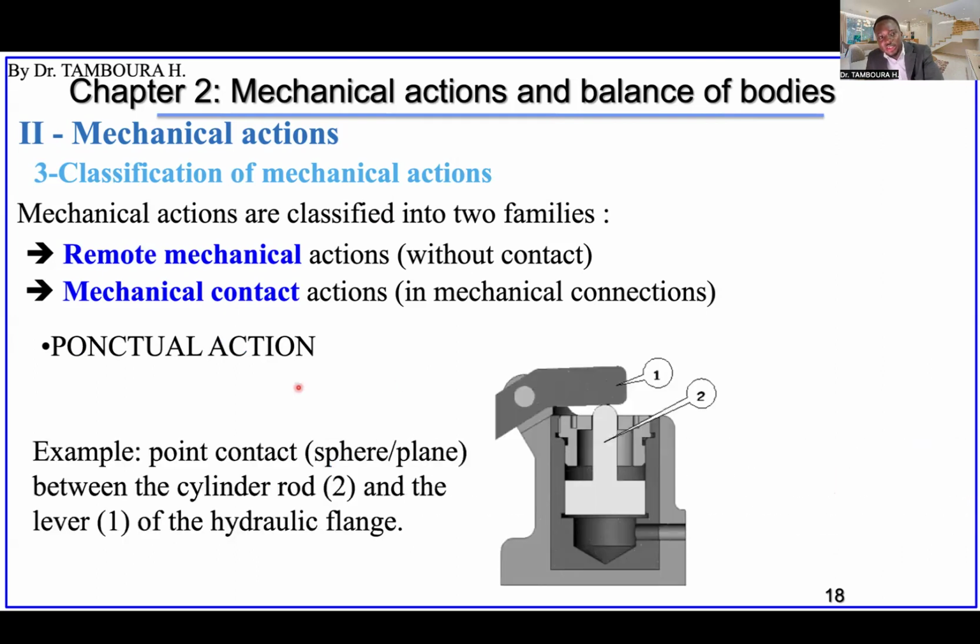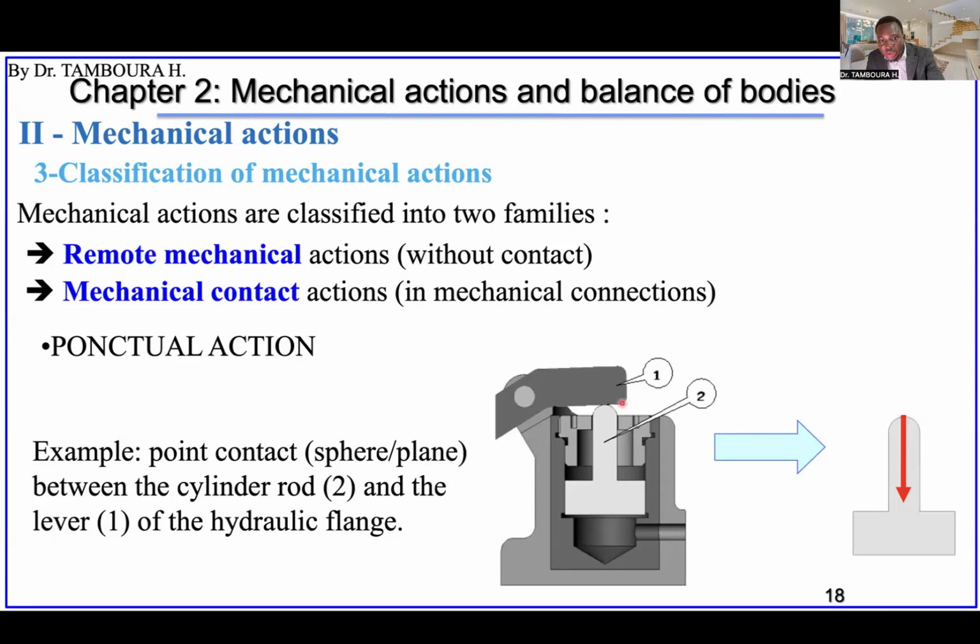Okay, let's take this example. For example, this element number 1 is acting on this element number 2. So this lever and the cylinder here, as you can see, this will be pushing pressure. The element number 1 is pushing on this element number 2. So we can represent the force here on this cylinder.